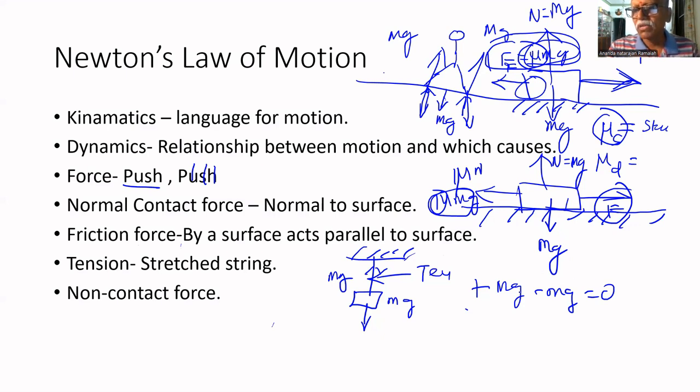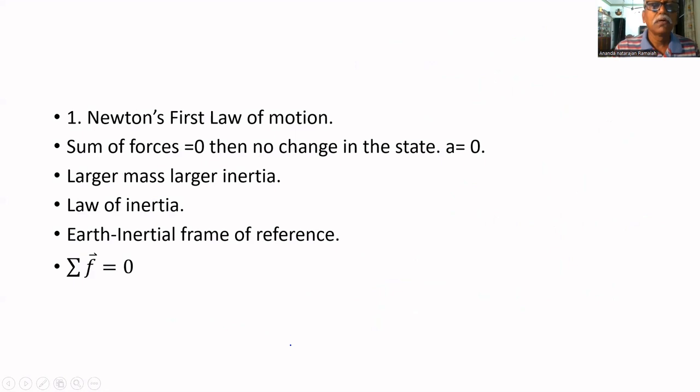That's why we have to resolve all vertical forces separately and horizontal forces separately. If you take all vertical forces, mg minus mg equal to 0. For horizontal forces, F is the applied force, the opposite force is minus mu mg, and that is also equal to 0. That is the first law of motion.